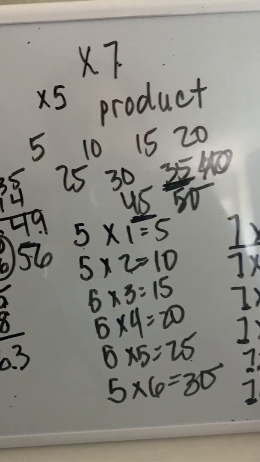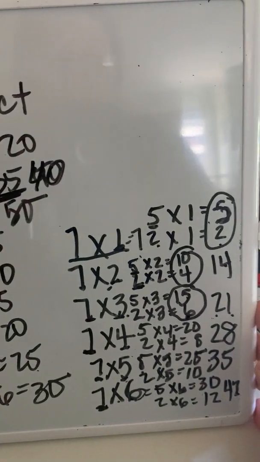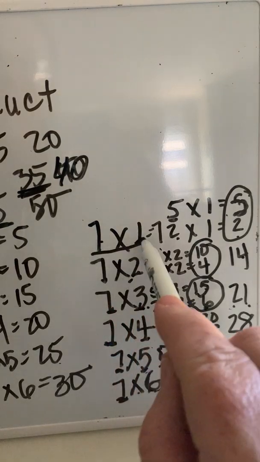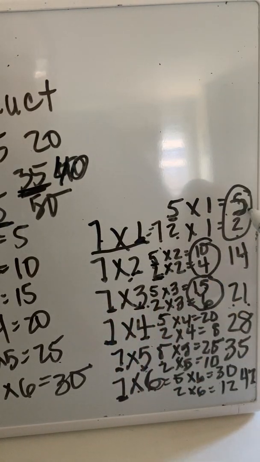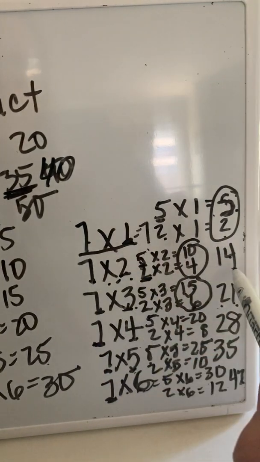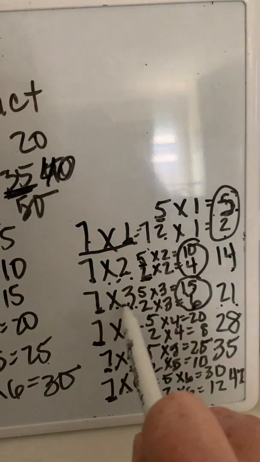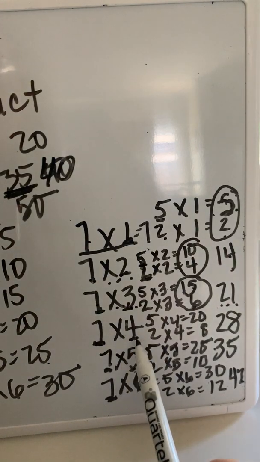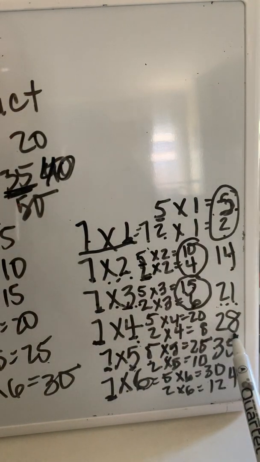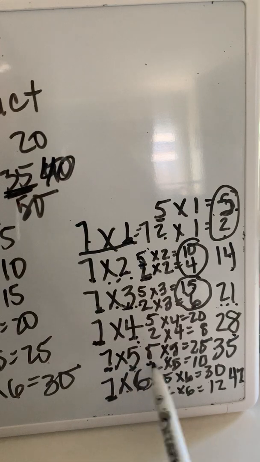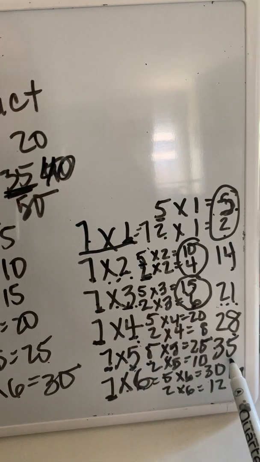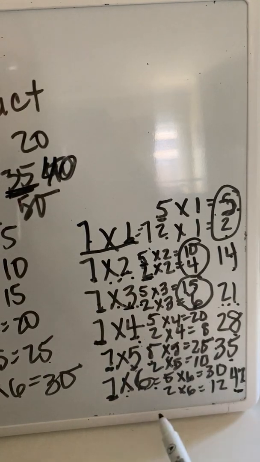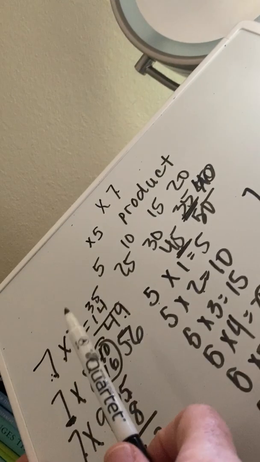Now, my board is kind of messy. I would take a piece of paper, and writing things will help you memorize them. 7 times 1 is 7. 7 times 2, 14. 7 times 3, 21. 7 times 4, 28. 7 times 5, 35. 7 times 6, 42.